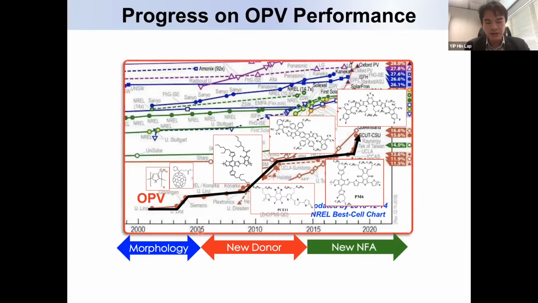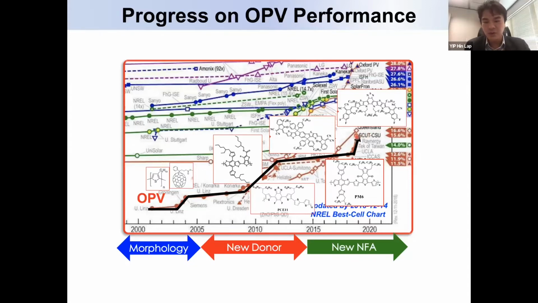So in the years between 2005 and 2015, the performance of organic solar cell continued to improve because of the development of new donors. And in the past couple of years, new non-fullerene acceptors were developed and allowed the performance to continue to increase. But the really big increase of the performance is a new generation of acceptor material developed about 2 years ago, which allowed the performance of OPV to increase from about 12% to up to 16%.